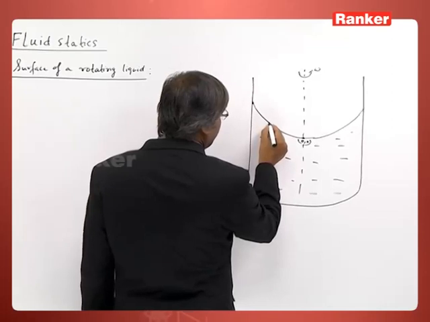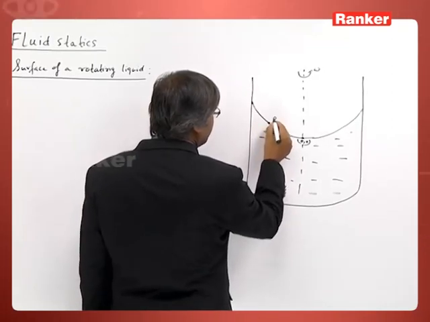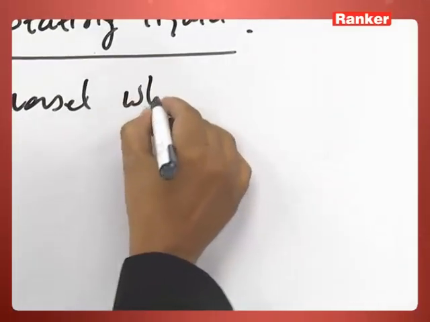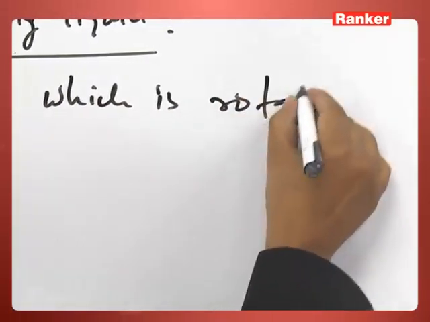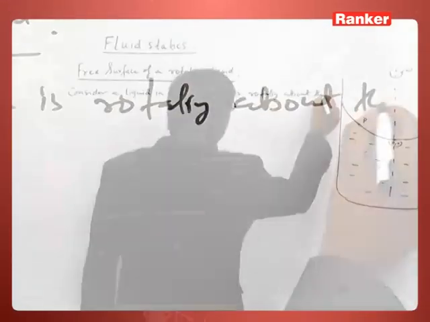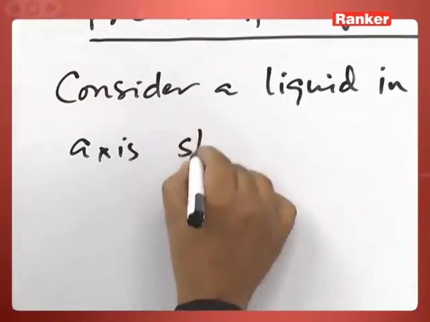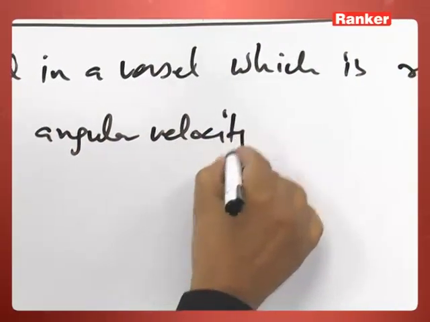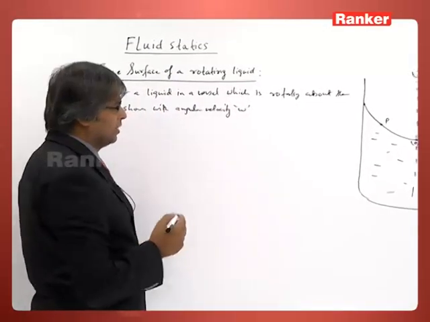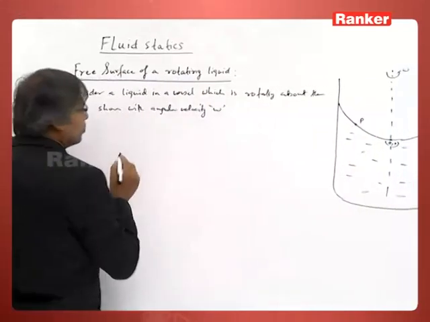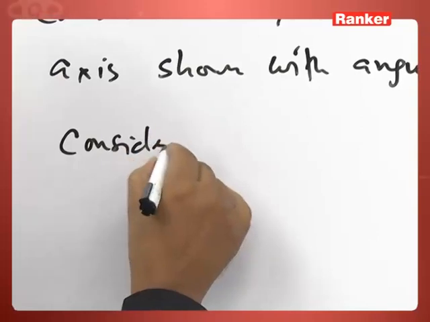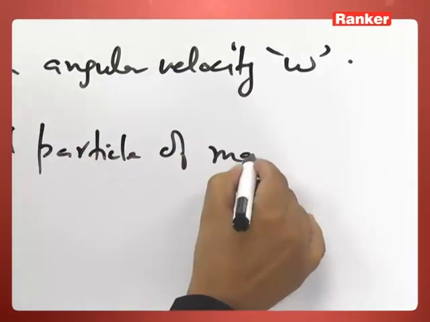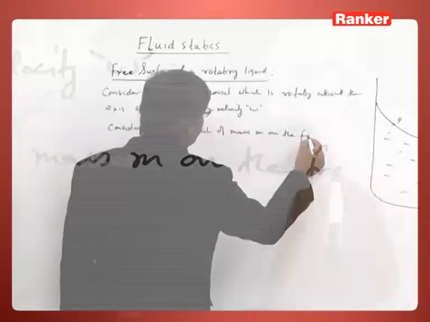So, let us consider a point here, this is P. Now, consider a liquid in a vessel which is rotating about the axis shown with angular velocity omega. So, this is the angular velocity omega. We wish to know the free surface. So, what we do? We consider again a fluid particle of mass m on the free surface.